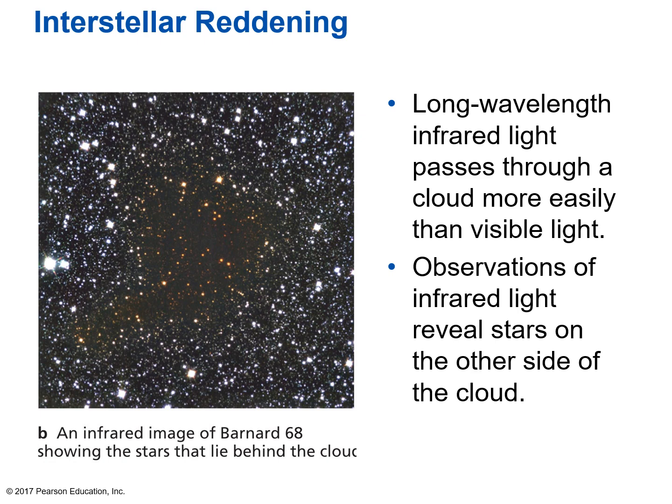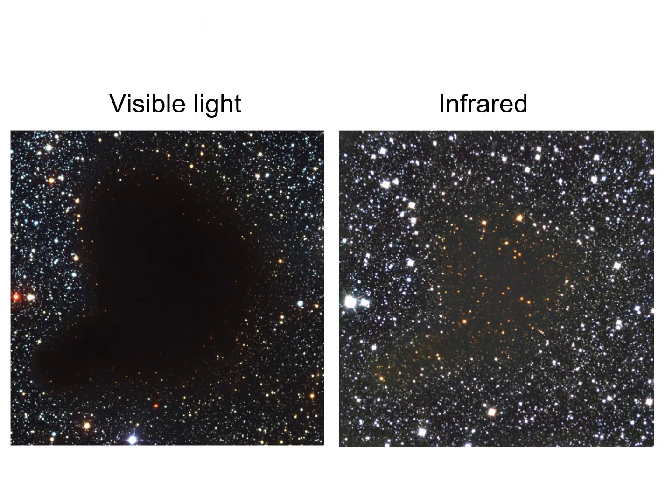Now, if we look at the same cloud through infrared, the infrared light travels through the dust cloud. The cloud reddens it a little, but it doesn't block it. So long wavelength infrared light passes through a cloud more easily than visible light. Observations of infrared light reveal stars on the other side of the cloud. And here we can see side by side pictures of Barnard 68. On the left, it's looked at with visible light, and on the right with infrared light.